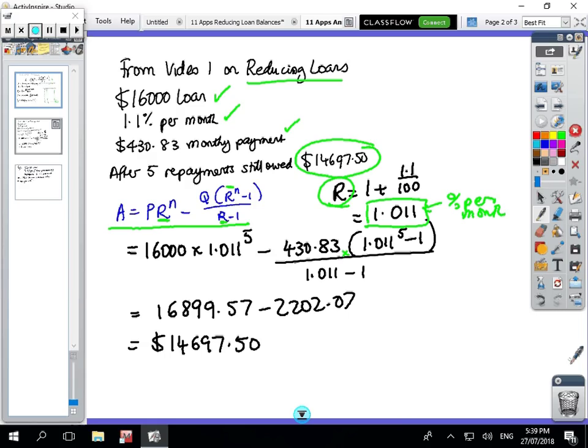You can just do it in one big calculation, but that number is that number, this number is that number, and when you subtract those two numbers, you get the $14,697.50 without doing the table of values that took us forever to do. In the next page, we're going to work out how this payment of $430.83 was actually calculated. There'll be plenty of practice from the textbook. So copy that down when you're ready to come across.